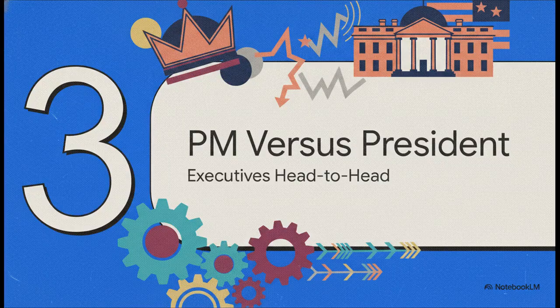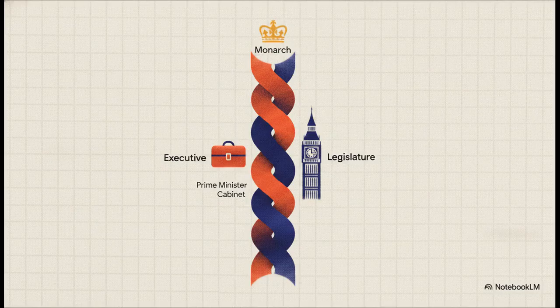All right, Section 3. Prime Minister versus President. Let's see how the executives go head-to-head. Looking at the British executive, we start with the monarch, who serves as the constitutional head of state, acting primarily on ministerial advice. Then we have the Prime Minister, the head of government.